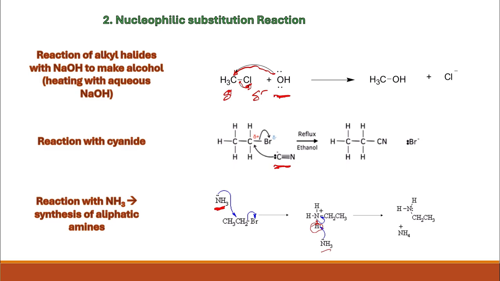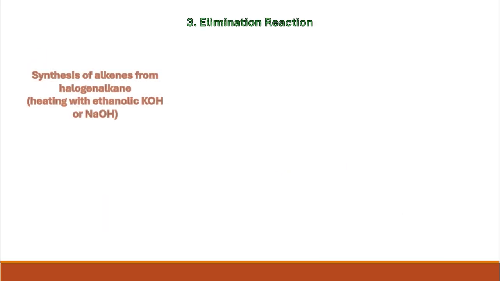Remember that the hydroxide can act as a nucleophile or as a base, depending on the reaction conditions. If it reacts as a nucleophile for substitution, you need to heat with aqueous sodium hydroxide. But if you heat with ethanolic sodium or potassium hydroxide, then the hydroxide ion will act as a base here, and the halogenoalkane will undergo the elimination reaction.